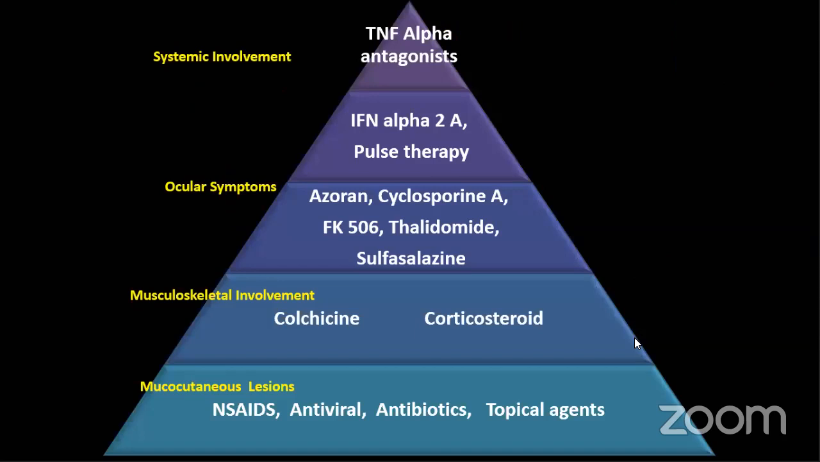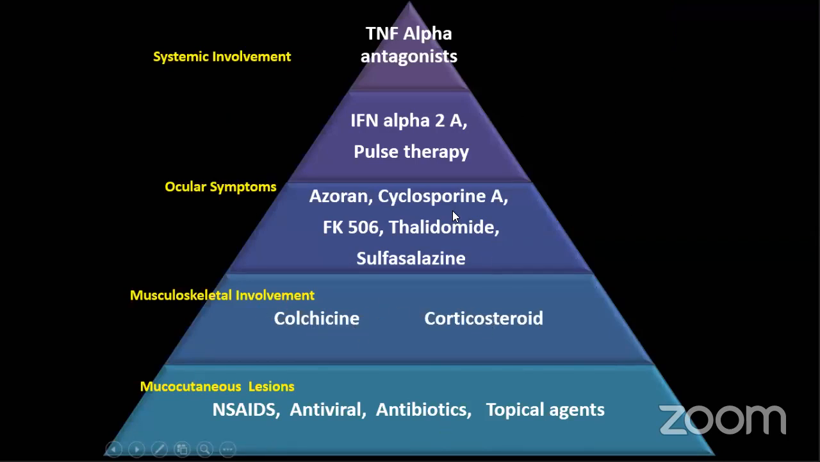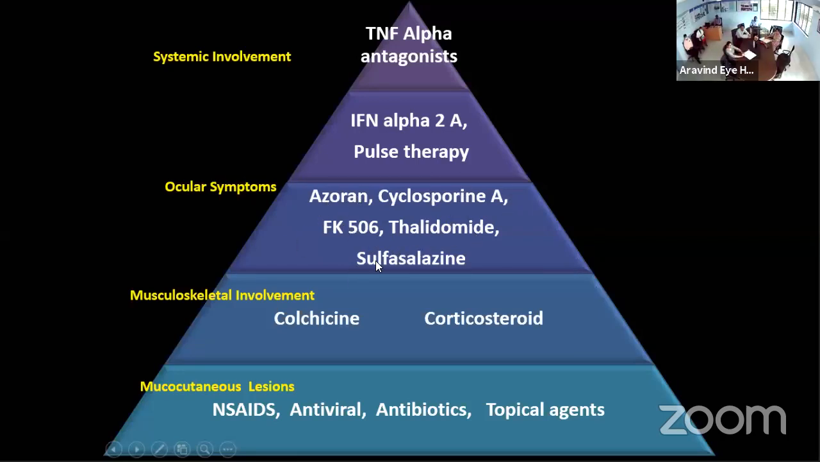So there are different ways to treat Behcet's. It's a team effort with the rheumatologists. For mucocutaneous, they start with NSAIDs, topicals, antivirals. For musculoskeletal, colchicine and corticosteroids are going to help. It's our area, how to treat the ocular symptoms. So we have azathioprine, cyclosporine. What is FK506? It's a sister of cyclosporine. It is tacrolimus, thalidomide, and sulfasalazine. This is our area. Of course, whenever we deal with interferons and TNF alpha antagonists, we need to team up with the rheumatologist and start with the treatment.